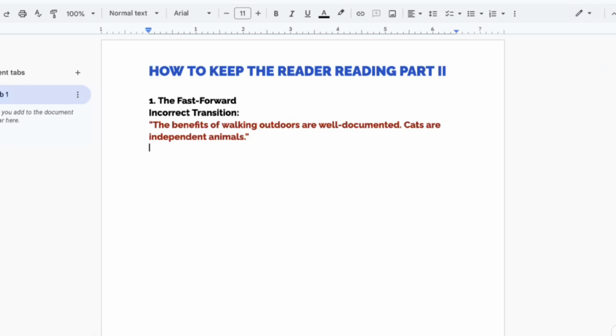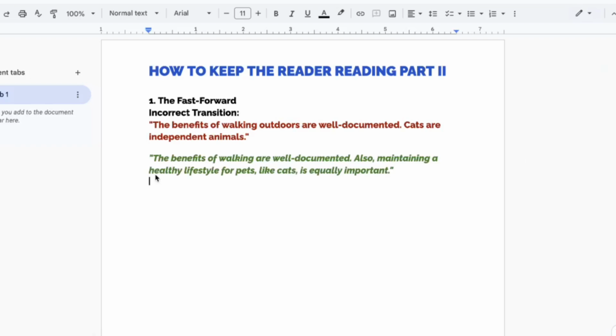The benefits of walking outdoors are well documented. Cats are independent animals. Whoa, that's what the reader's going to be thinking. How did we get here? Honey, we were talking about walking. How do animals come into the picture? That's because there's no logical connection between the two topics. You correct this by using a bridging sentence to get to the next point, as you can see in this corrected example.